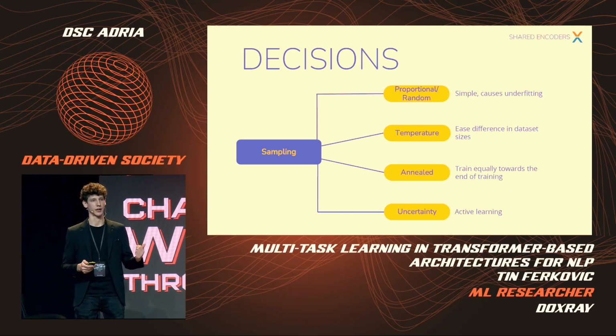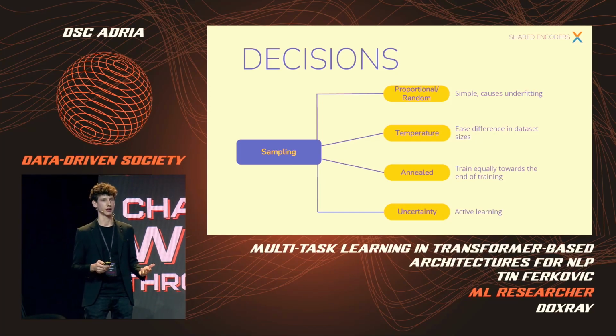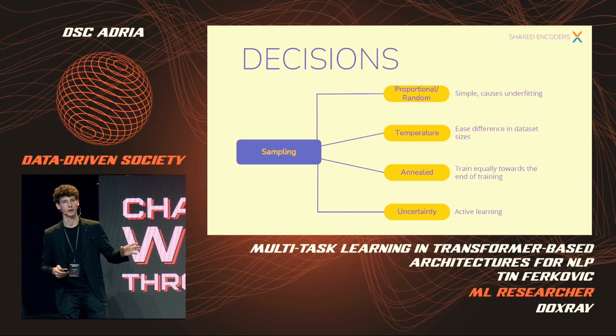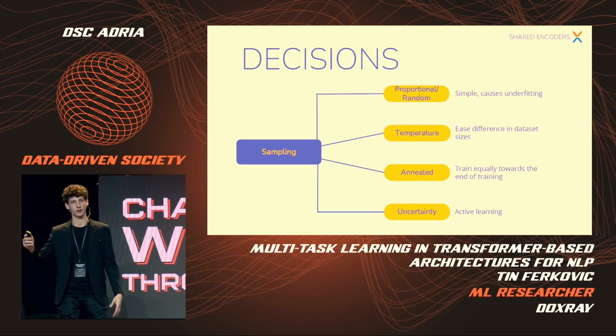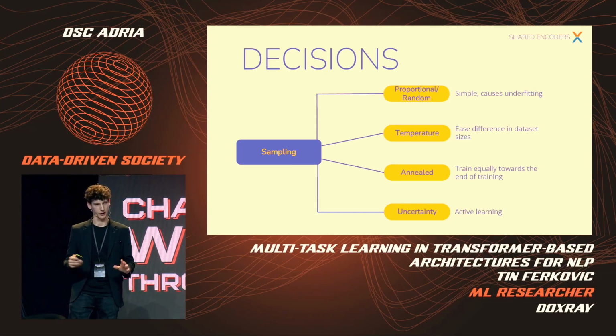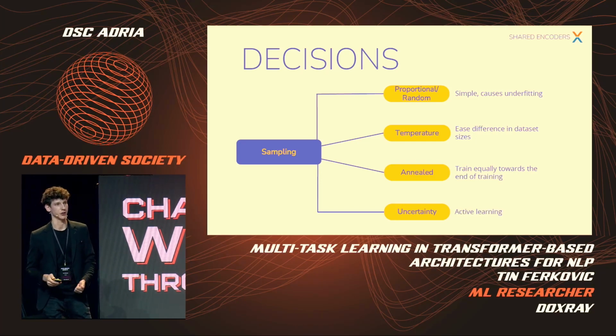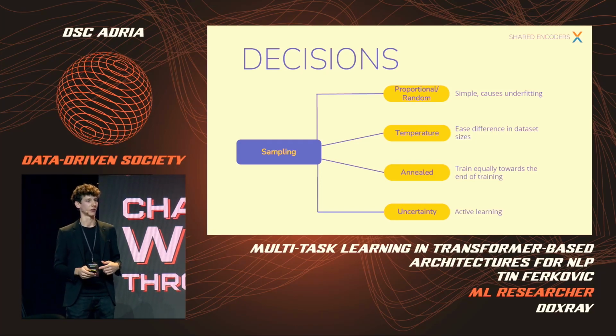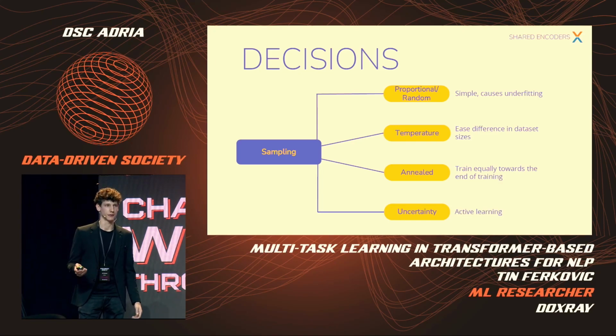We can do simple strategies like proportional or random. But if you take this proportional, then you have very small data sets and very large data sets. And the large ones will eat out the small ones. They will take over the training. So it's not a good strategy. We can do it randomly by, for example, uniform sampling. But then you underfit on high resource data sets because they would usually get more gradient updates, but this time you're making them equal, like uniform.